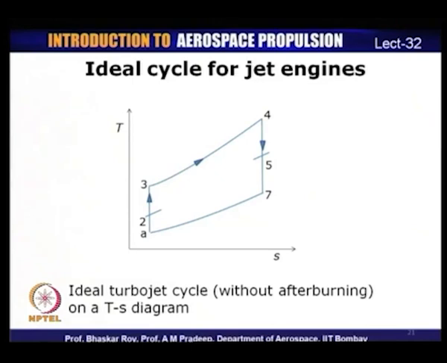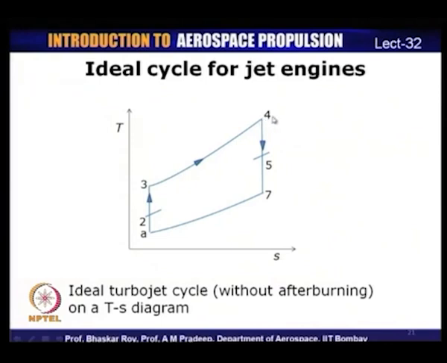So, an ideal turbojet cycle without afterburning would look like this, very similar to the Brayton cycle, just that there are different processes which constitute the compression and expansion processes. So, process A all the way up to 2 is the compression in the intake. So, intake compression consists of two compressions. One is external compression, that is from A to 1, and 1 to 2 is the internal compression. Process 2-3 is compression in the compressor, isentropic again. 3-4 is heat addition in the combustion chamber.